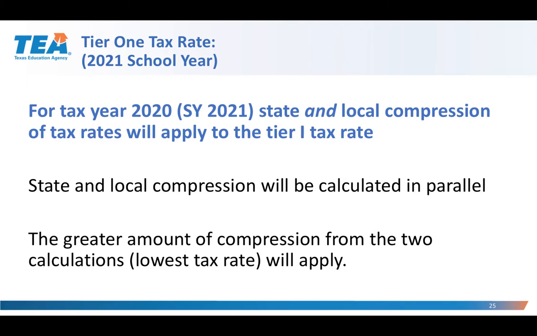So for tax year 2020, both state and local compression of tax rates will apply to the Tier 1 tax rate. This is different from what happened in 2019. The state and local compression amounts will be calculated in parallel, and then we'll calculate the greater amount of compression from the two calculations, which would yield the lowest tax rate, and we would apply that to become your MCR.